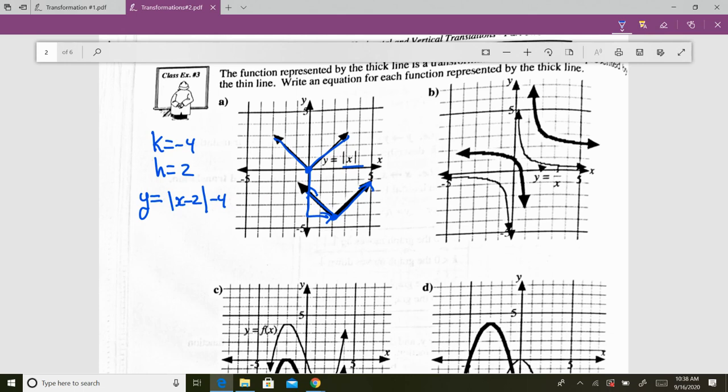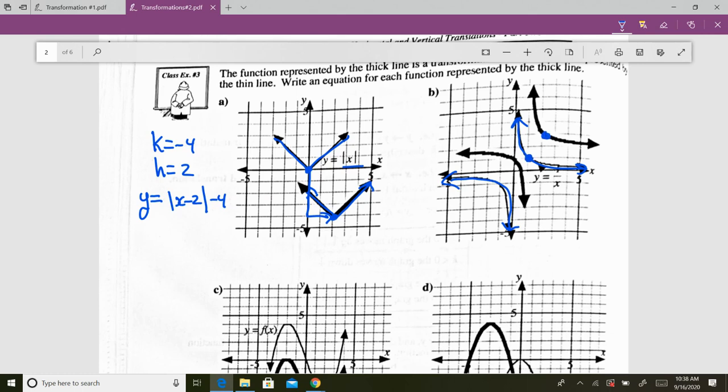All right, next one. Now, this is a weird graph. We'll look at these later on in the course, mostly in calculus though. But it's two parts to it. So there's this part and this part. And we're moving to the thick. So just move one part of it. Let's take this point right here, and it's going to move to that point right there.